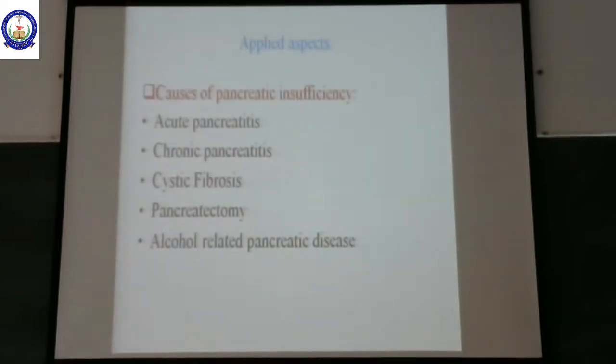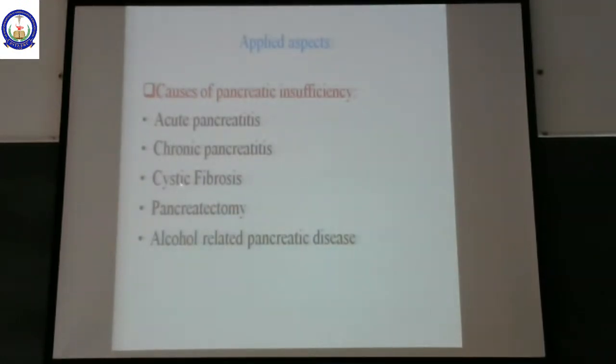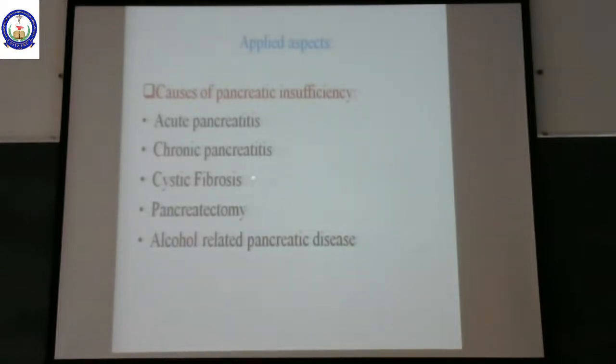Chronic pancreatitis is usually caused by obstruction of the pancreatic duct. Cystic fibrosis is hereditary, it is inherent, it is a disorder which occurs by birth. Any disease which is going to affect the pancreas chronically, we need to remove the pancreas, called pancreatectomy. Increase in alcohol consumption again can lead to acute and chronic pancreatitis.